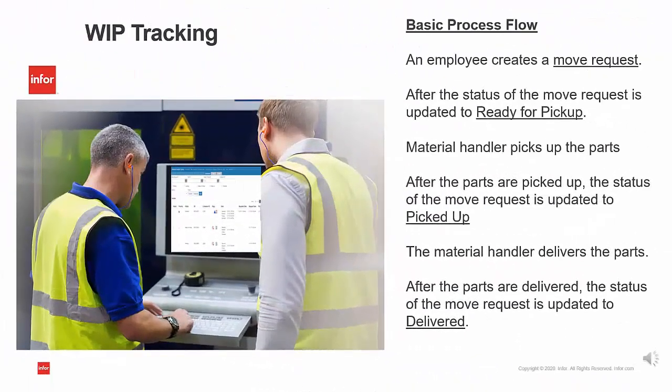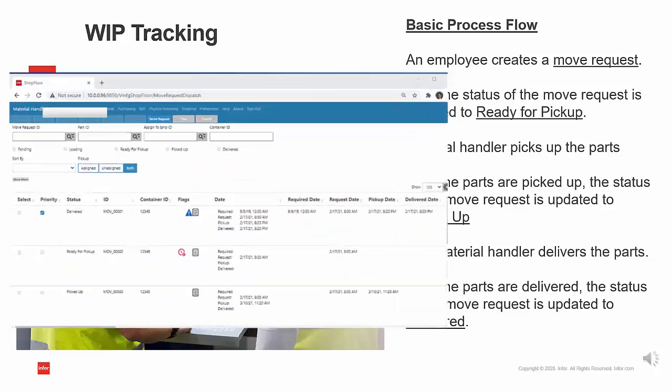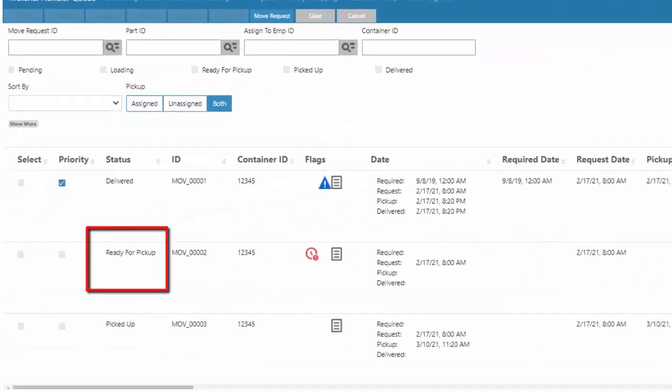For WIP tracking, I'm showing 2 employees reviewing the material handler's queue. The basic process for the move is so that employees can create a move request anytime materials need to be moved throughout the shop floor. Once the move is prepared or the materials are prepared, we set the status to ready for pickup, and that will display here in the material handler's queue.